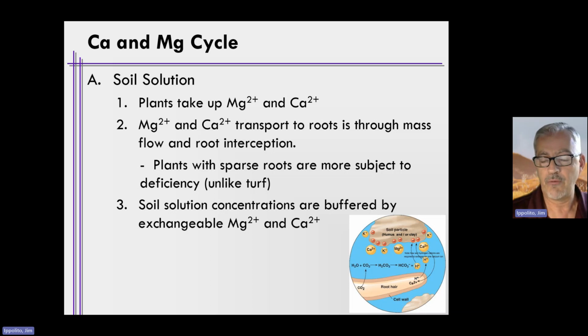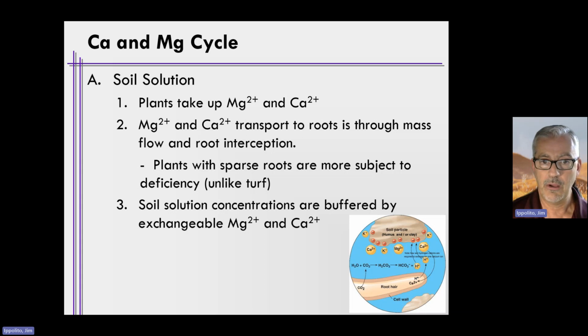And if you remember from our discussion of soil plant relationships, magnesium and calcium are transported to roots almost primarily through mass flow and to a lesser extent root interception. But mass flow is the dominant pathway by which magnesium and calcium are transported to roots. So there's 2 points that need to be made with respect to what I just stated.